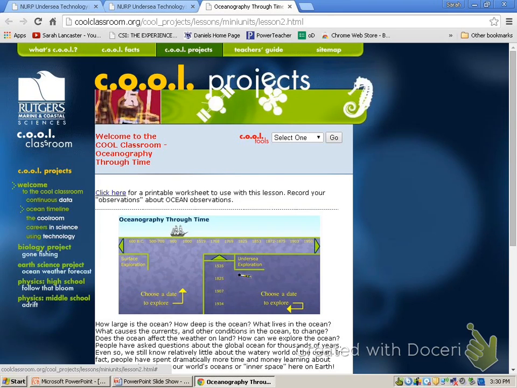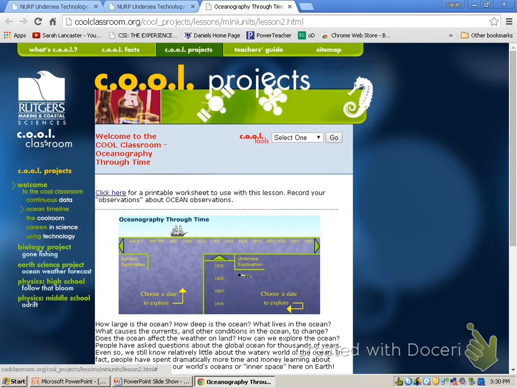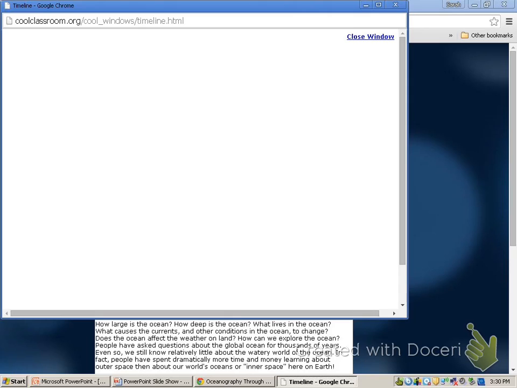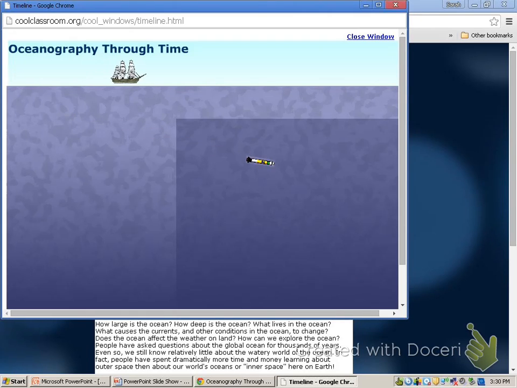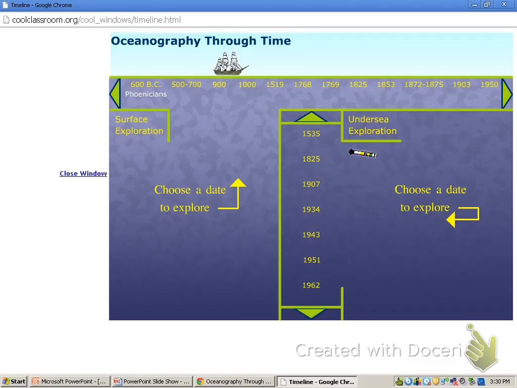Now, if we go back through time, let's see if I can get this timeline to get bigger. We're going to pause for a moment and go through this website and just look at how ancient man, and how man has always been interested in learning about the vast unknown. So we'll pause here and go through this timeline.